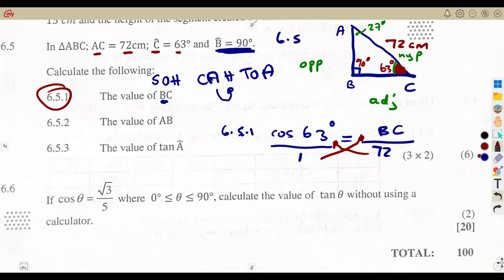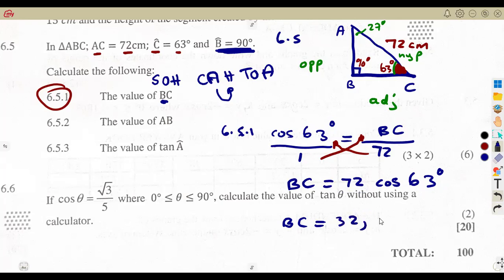Okay, so what are we going to have, guys? 1 times BC, that's BC. 72 multiplies cos 63. So it's 72 cos 63. Just like that. On your calculator, you can simplify this to 3 decimal places. That gives us the value of BC, which is 32.687, all right, in centimeters, just like that.